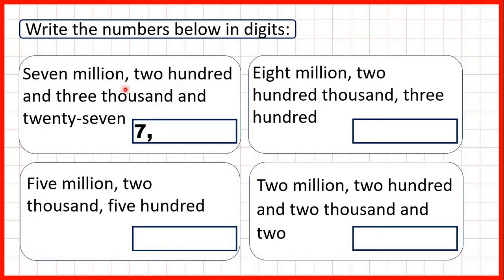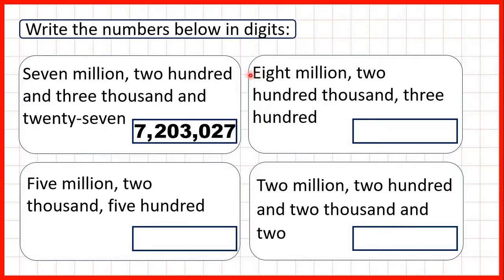We have 203,000, so we write the number 203 and then write another comma. Now we read the rest of our number after the word thousand. We have 27. But remember, after the thousands, we need digits for hundreds, tens and ones. So we need to write 27 using 3 digits. So we write that as 027, so with a 0 in our hundreds.